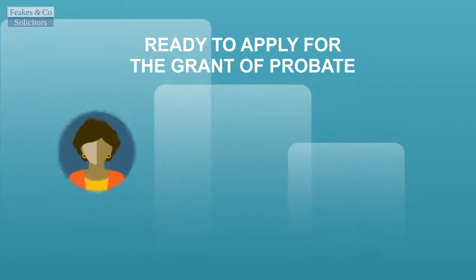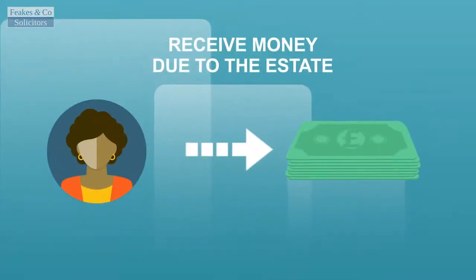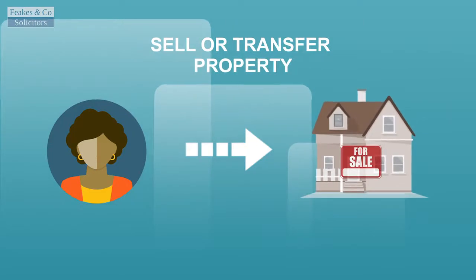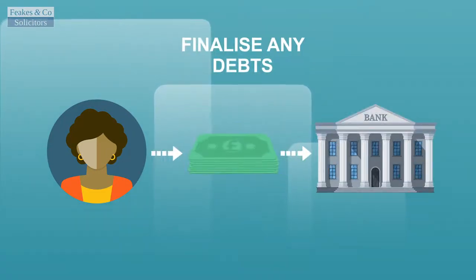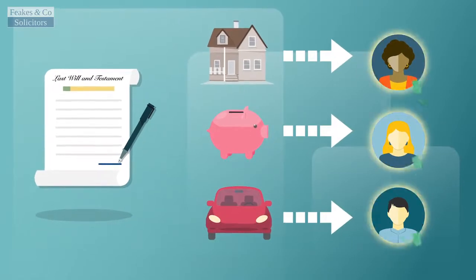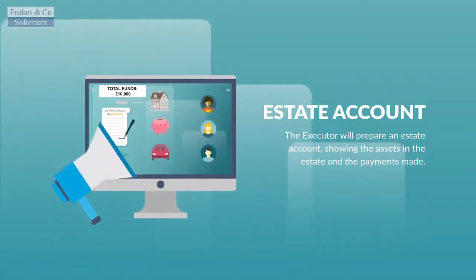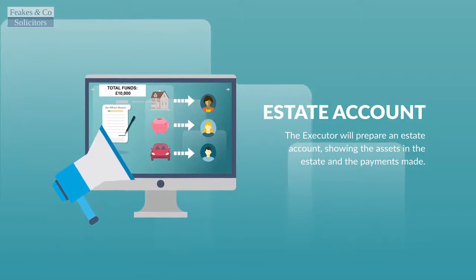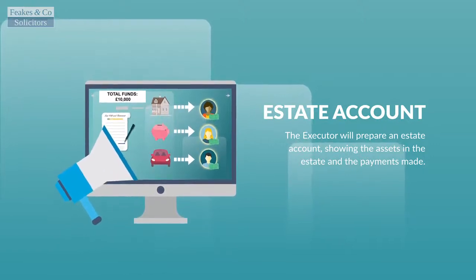With the grant, they can receive money due to the estate, sell or transfer property, finalise any debts, and distribute the assets to the beneficiaries according to the instructions in the will. Often the executor will prepare an estate account, showing the assets in the estate and the payments made.